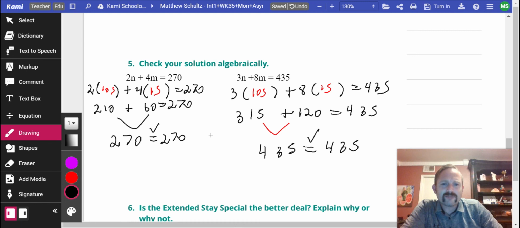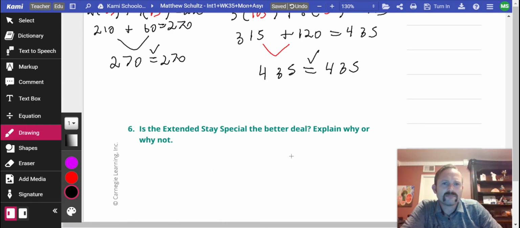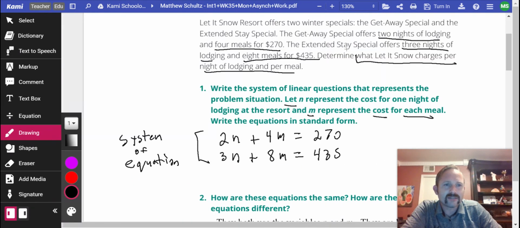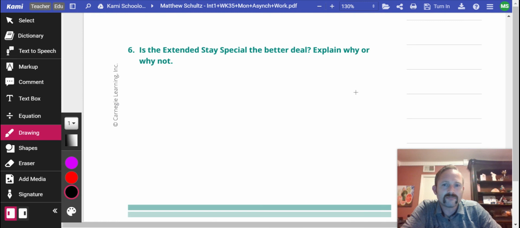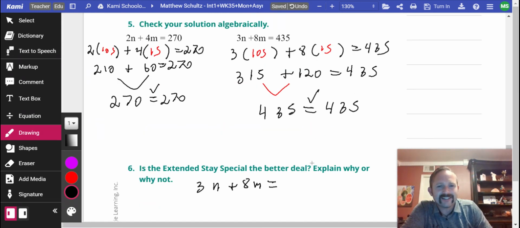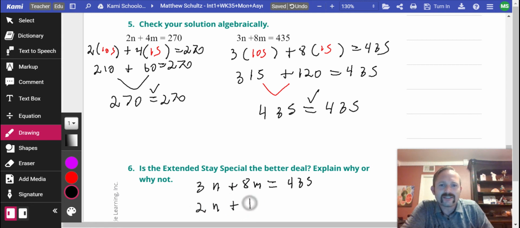Is the extended stay special the better deal? Explain why or why not. Well, that's going to be up to opinion. Let's see. It said the extended stay was 3 nights and you get 8 meals. Three nights, 8 meals, 435. The other deal is 2 nights and 4 meals, and that's equal to 270.